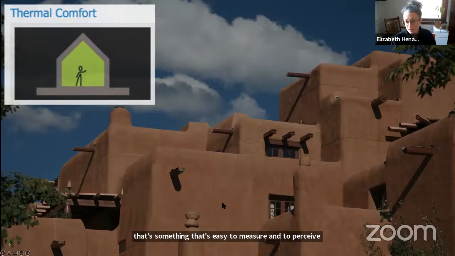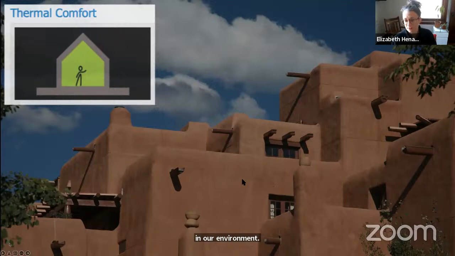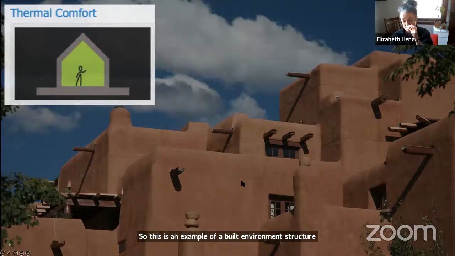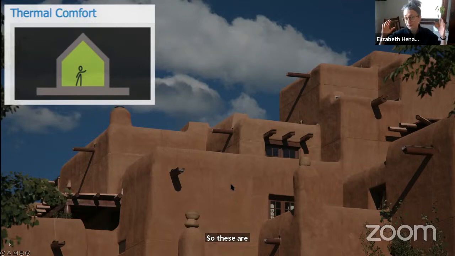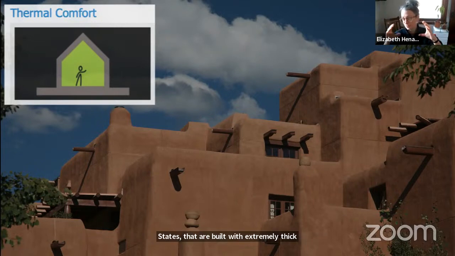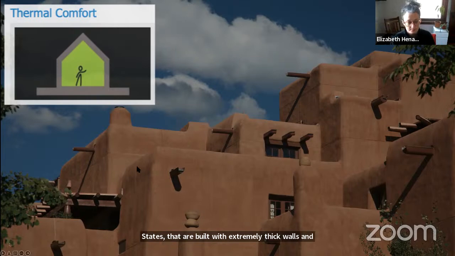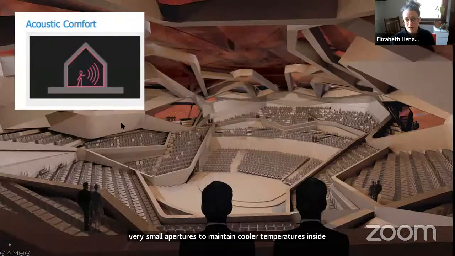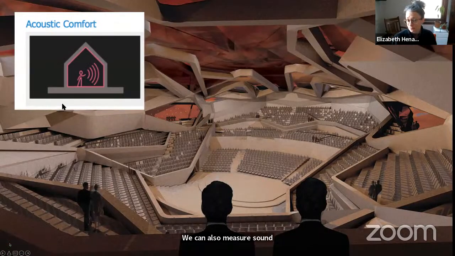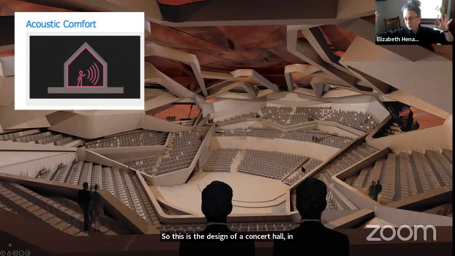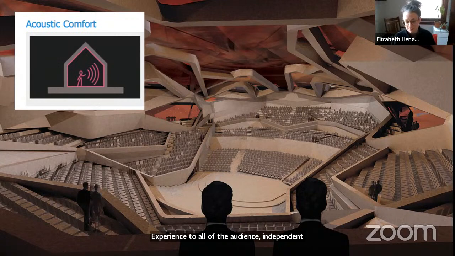So this is an example of a built environment structure in which the materials and shapes are optimized for thermal comfort. These are adobe houses in the southwest of the United States that are built with extremely thick walls and very small apertures to maintain cooler temperatures inside. We can also measure sound levels, and we can choose our materials and shapes in order to optimize acoustic comfort. So this is the design of a concert hall in which the shapes are meant to give an optimal acoustic experience to all of the audience independently of where they're sitting.